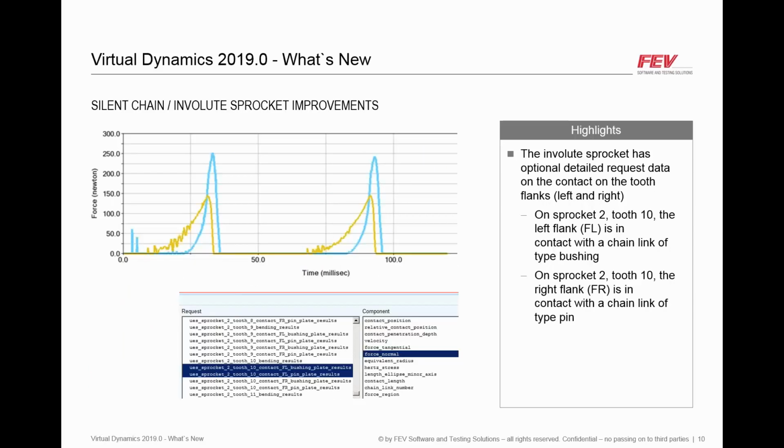So the involute sprocket has optional detailed request data on the contact of the tooth flanks, both on the left and the right side. We can plot different sprocket and different tooth number contact forces both on the left and the right side of the flanks. This is just an example plot of the contact forces that you can see on this plot.